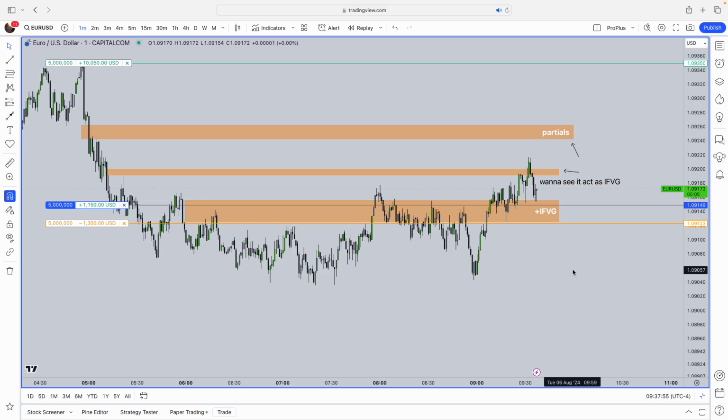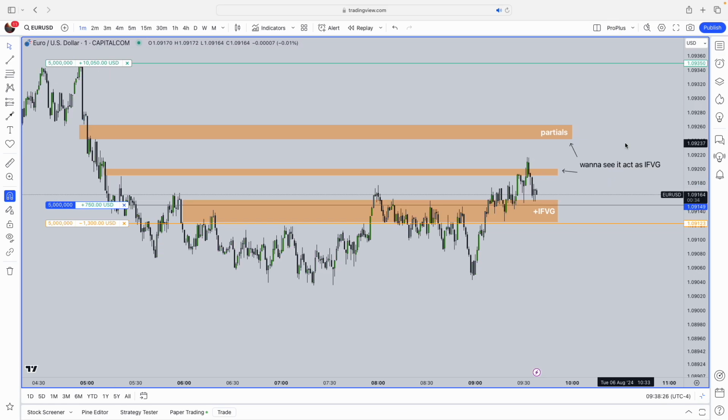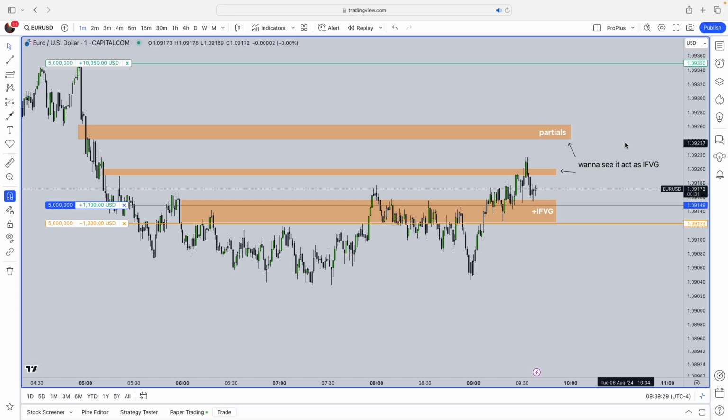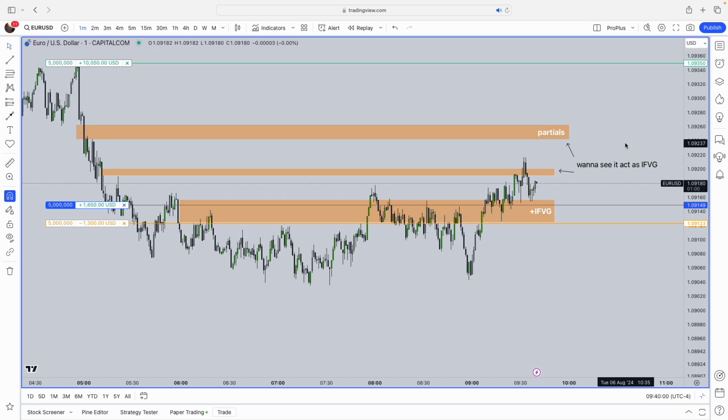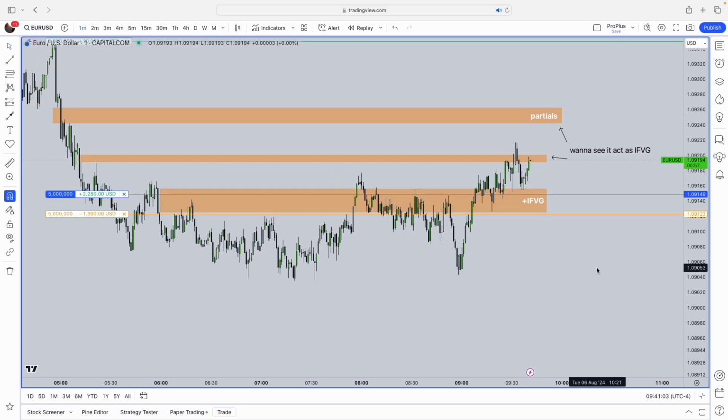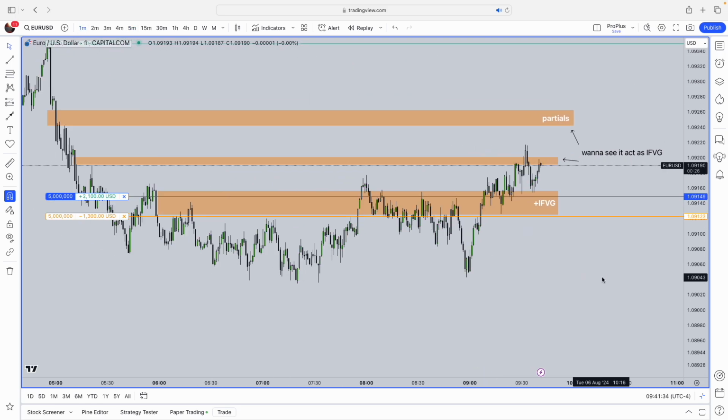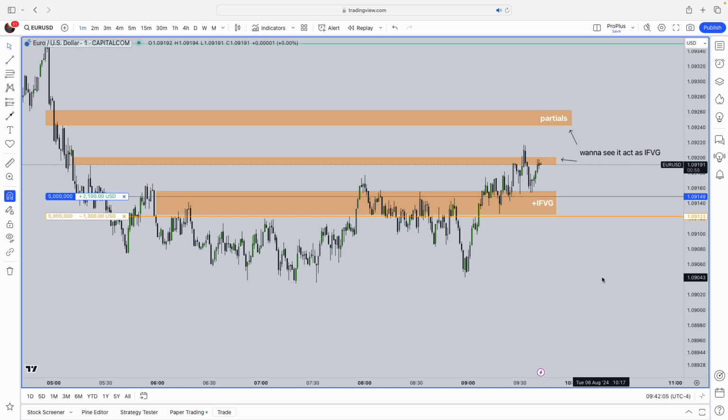So I've drawn a couple orange boxes across. I want to see them act as inversion fair value gaps, meaning support. So that is what true support and resistance is. You can see price respecting the first inversion fair value gap really nicely. The second one, it doesn't get respected as much.